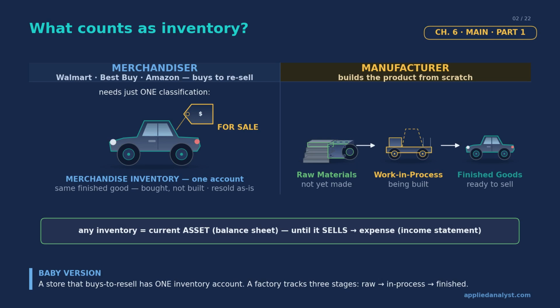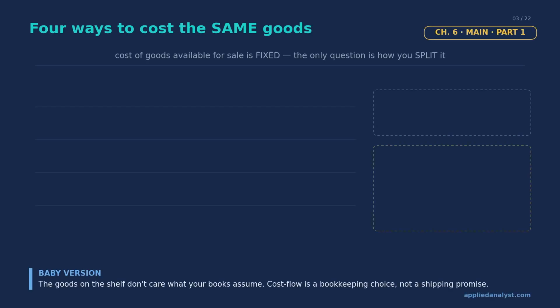So we've settled what we own. Now the real fight begins, the one the whole chapter is built on. How do we actually put a cost on that bucket? Let's line up our options. Before we touch a single method, nail down the one thing that never moves, and this ties straight back to that bucket we just filled. The cost of goods available for sale is fixed. The only question all night is how you split that fixed cost between what's on the shelf and what got sold. And there are 4 legal ways to split it.